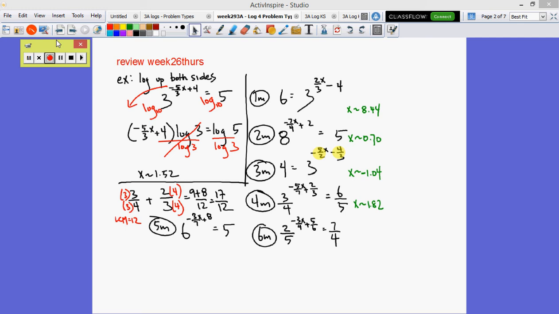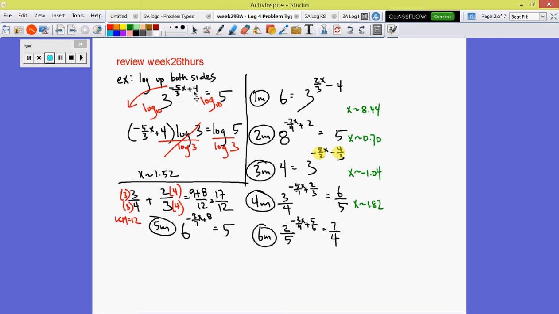All right. So the first thing I want to do is actually review week 26 Thursday. The original problem was what's written in black here. Then we log both sides. You can log it with any kind of base you want, but I'm choosing 10 for sake of ease. You could use 9, 8, 7, doesn't matter. But I use log base 10 because your calculator defaults to that.